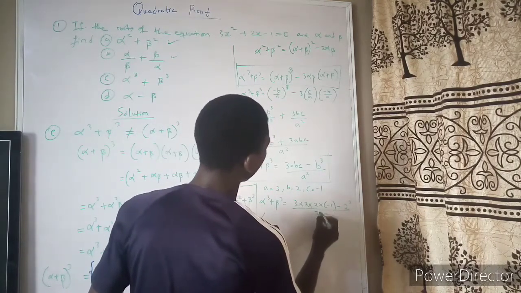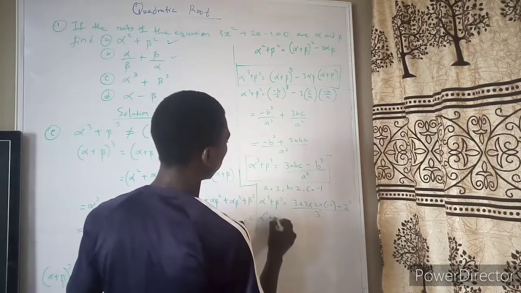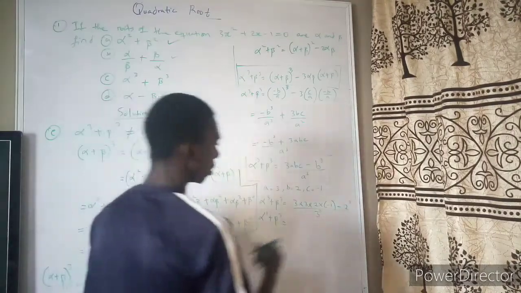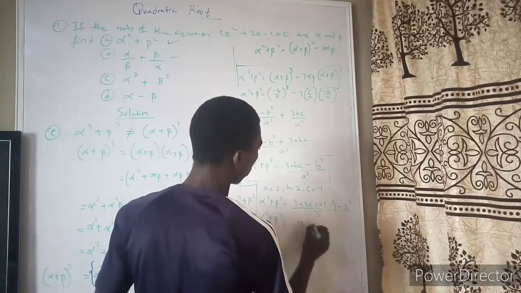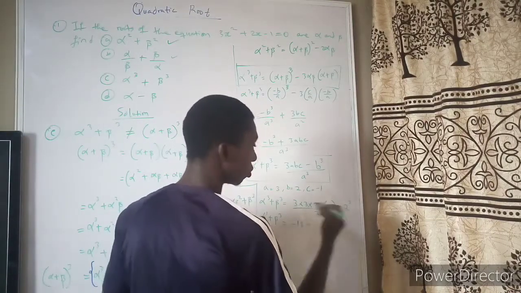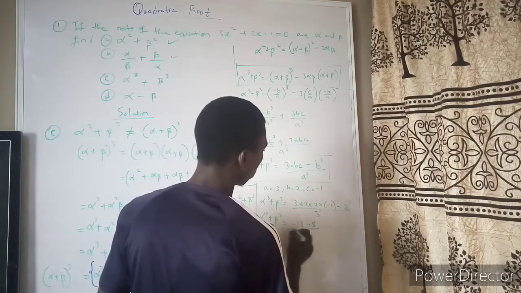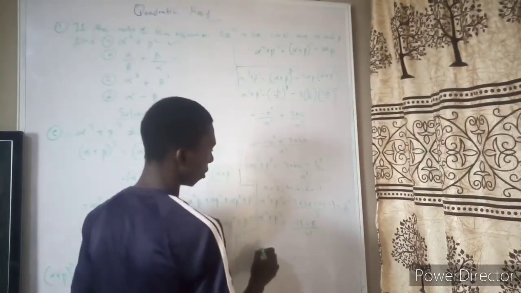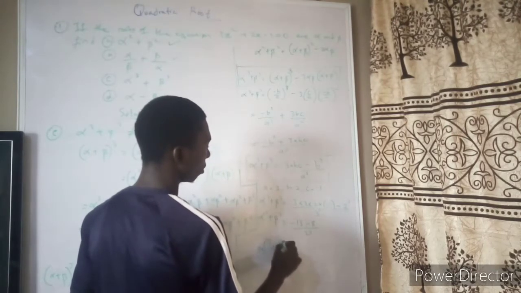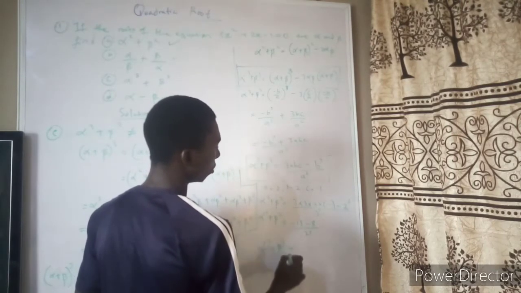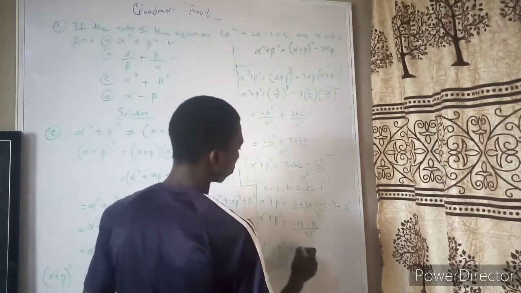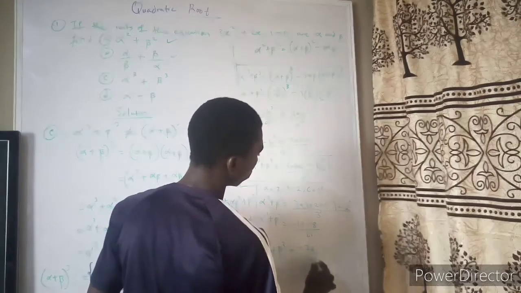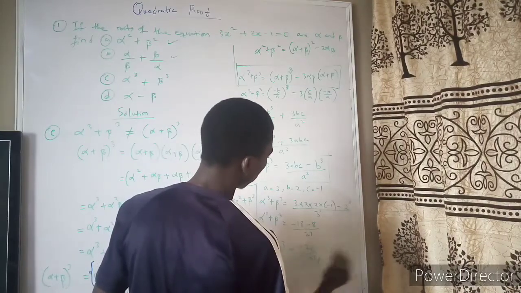3 cube also. So my alpha cube plus my beta cube: 3 times 3, 9 times 2, 18 times minus 1 is minus 18, minus 2 raised to power 3, which is 2 times 2 times 2, equal to 8. Now 3 times 3 times 3 is 27. So now my alpha cube plus my beta cube will be equal to minus 18 minus 8, which is minus 26 all over 27. That's the final answer.